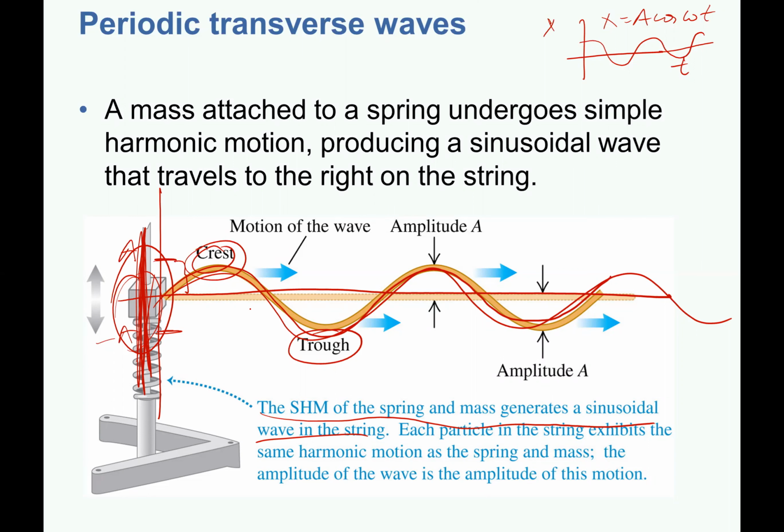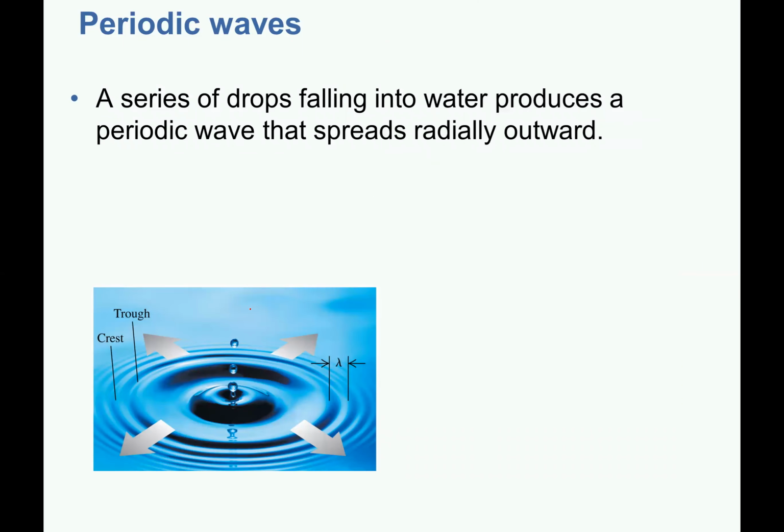All right. So again, these are simple harmonic or periodic waves. A series of drops falling into water produces a periodic wave that spreads radially outward. As I mentioned, if you disturb the water, you generate a wave which spreads in the entire plane. Now what we have are these shapes: those are the crests, and between them you can see the troughs. Here's a crest, here's a crest, here's a crest, here's a crest.